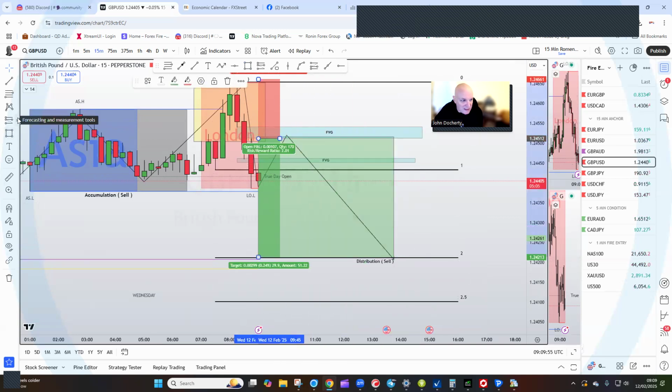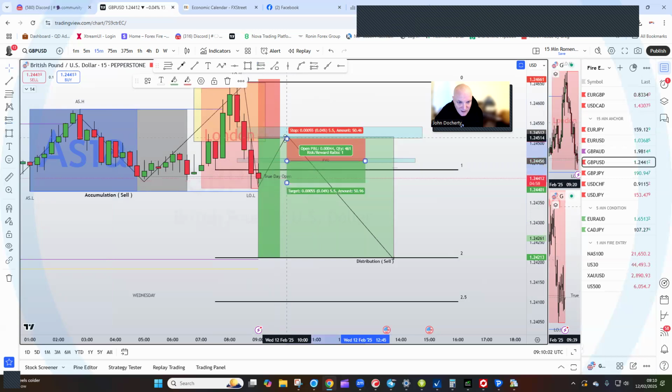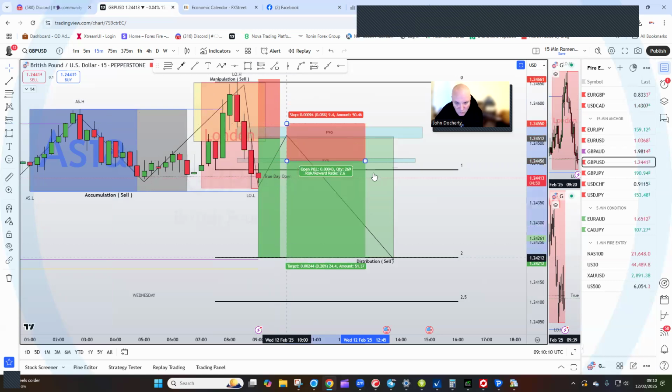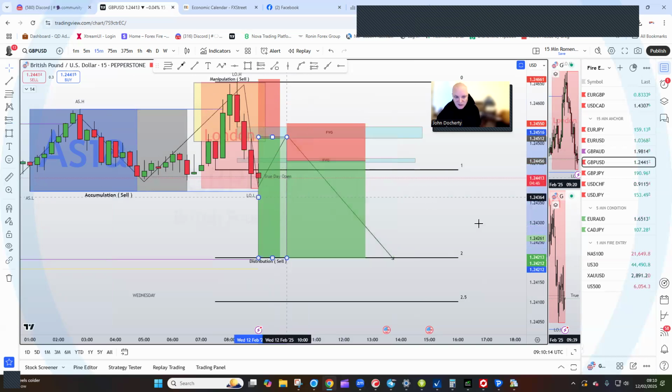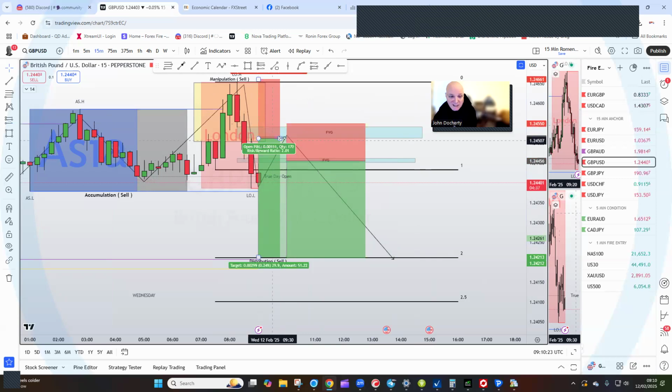I am going to place a trade here, a setup possibly right here. I'm going to place this above that FVG, and I'm going to put this here to that 1 to 2. Going to put the distribution here. So I've got two possible areas of setups here. The reason I've gone for an SL above the FVG is because we might come back in and tap this.